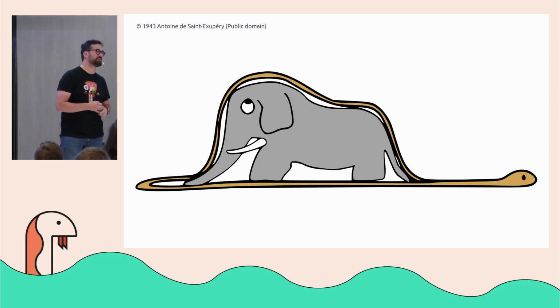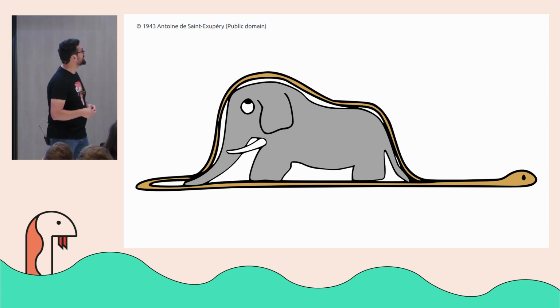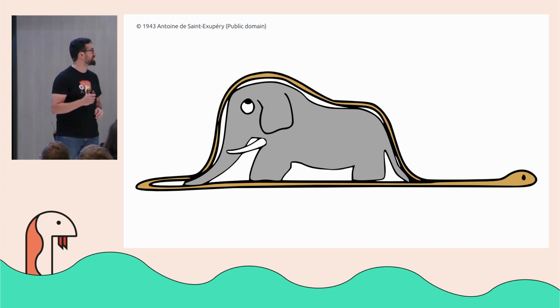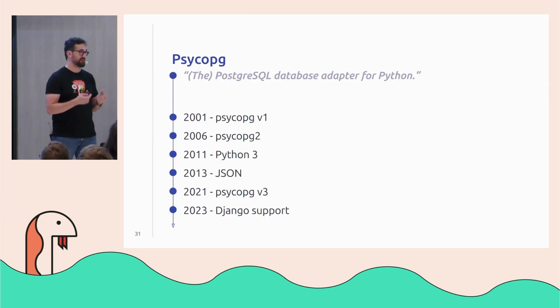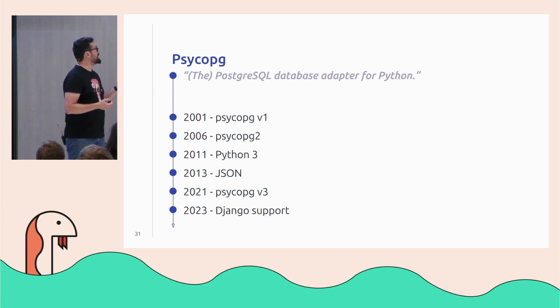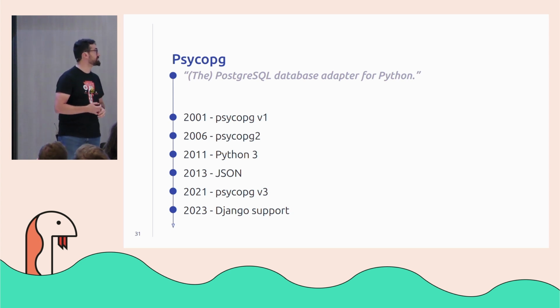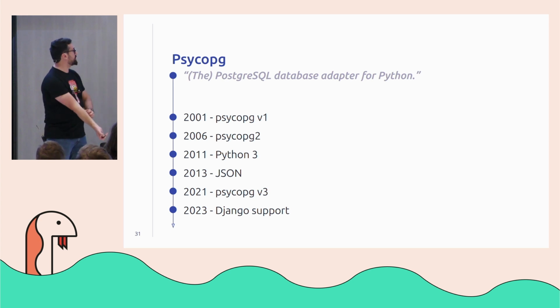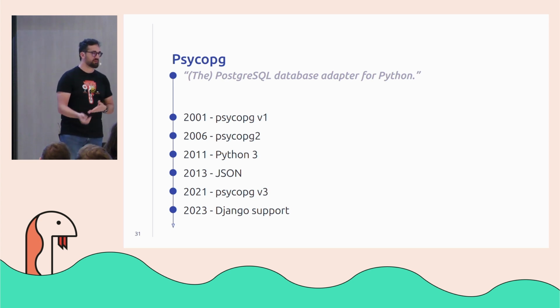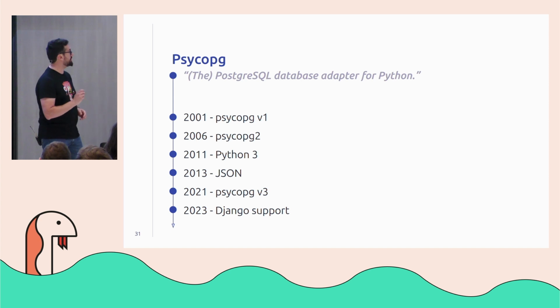This is the header of the Psycopg project. It's also a drawing from Saint-Exupéry, the author of The Little Prince. It's a snake with an elephant inside, and it explicitly shows what Psycopg is. It's a Python driver for Postgres. It's been published for a long time, and it has been part of the Django ORM since version 1, if I remember correctly, and the latest implementation, version 3, has been supported in Django for two years. So it's quite new, but it's very stable and mature.